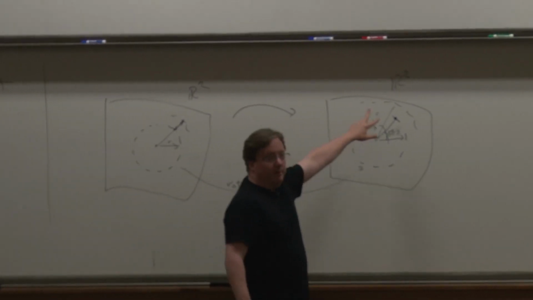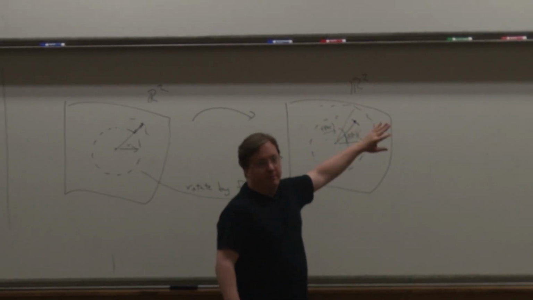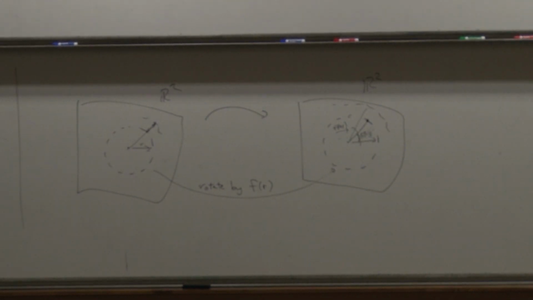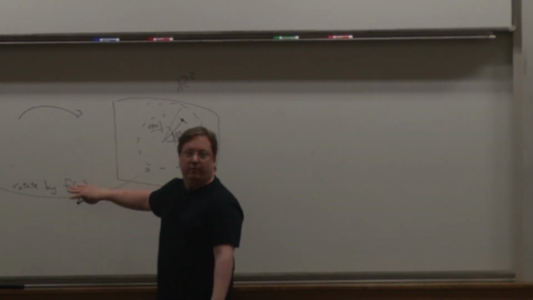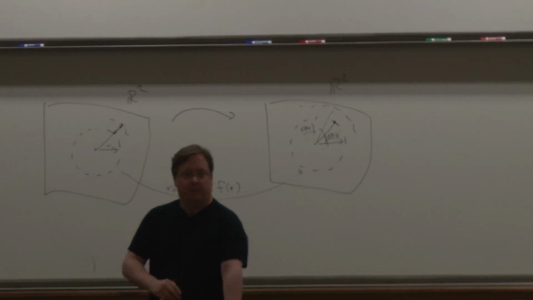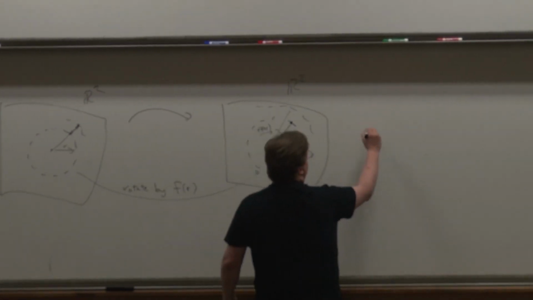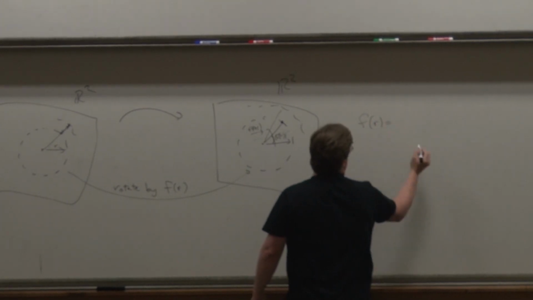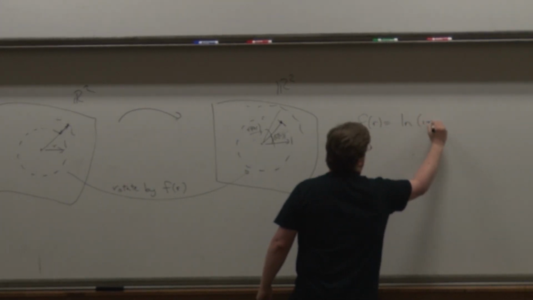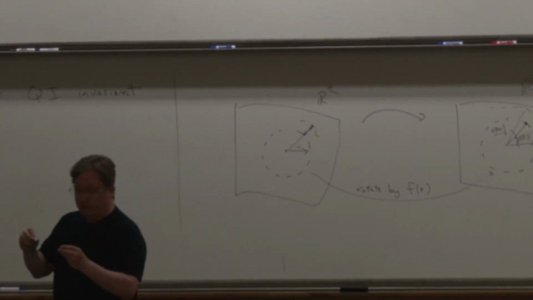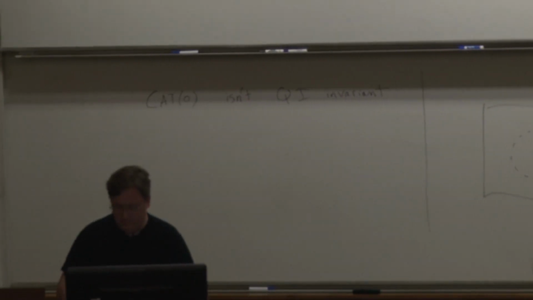How far apart they end up being depends on the difference in angles and the radius. It's roughly the difference in angles times the radius. So you need the rate of change of your function to be no bigger roughly than 1 over r. Something logarithmic is the standard example. We take something like f of r is log of 1 plus r. We get something that works just fine. It's a quasi-isometry from R2 to R2.